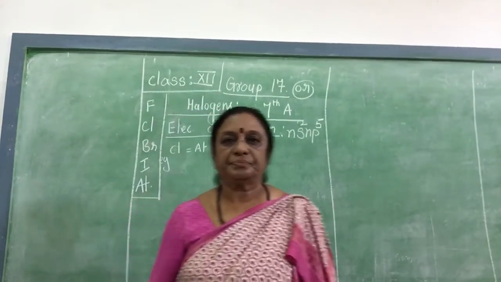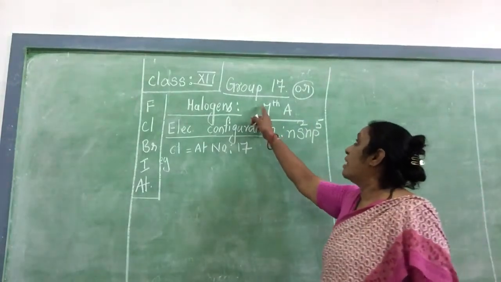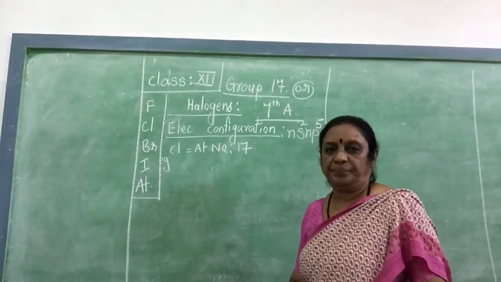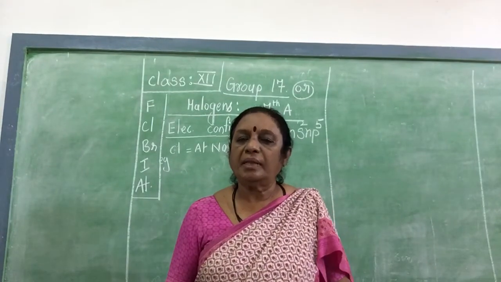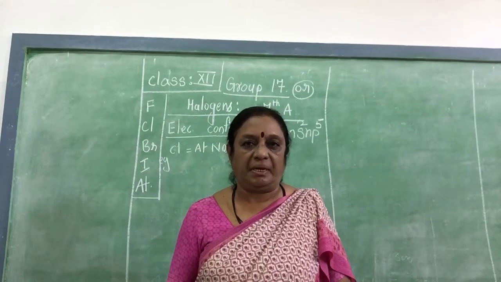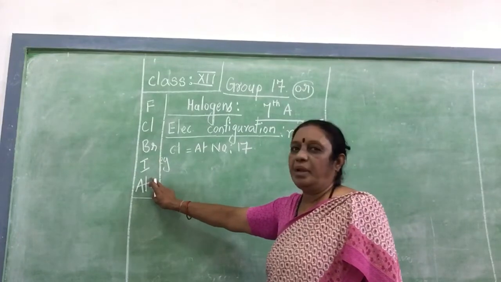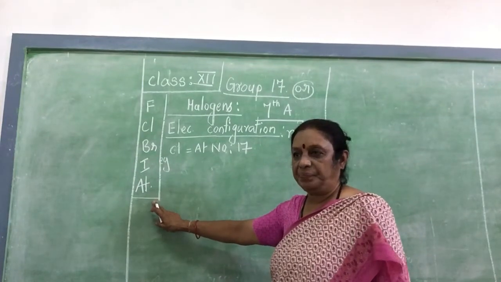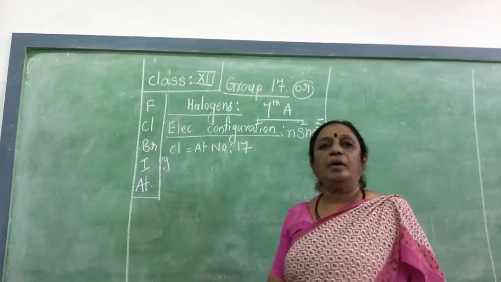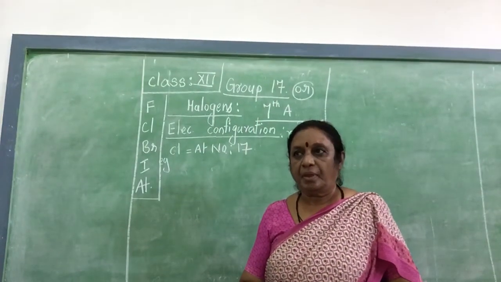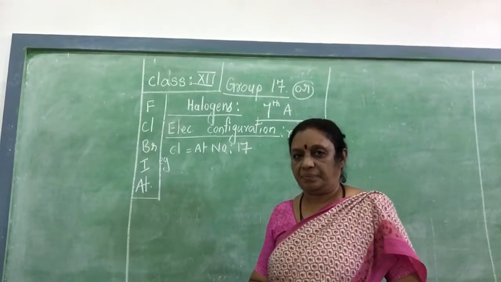Good morning, children. Today, let us start the next group, that is group 17 elements. Now, what are the elements which are present in group 17? Fluorine, chlorine, bromine, iodine and astatine. We are doing group 17, or group 7A. They are also known as halogens.